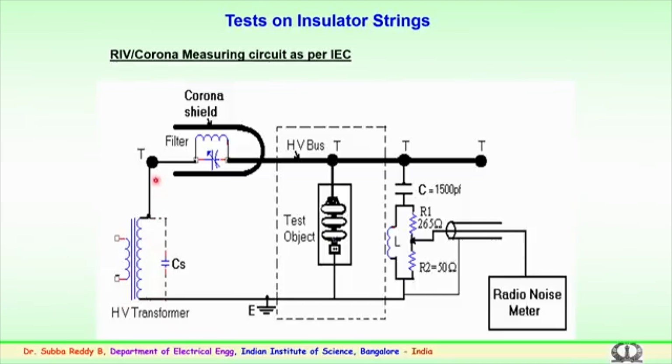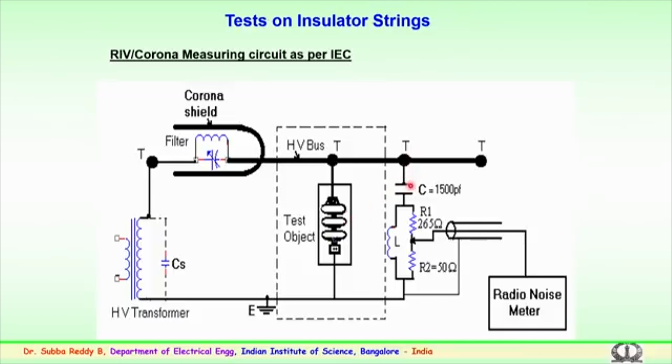The high voltage transformer is connected to a low pass filter here. The filter is properly tuned. This low pass filter is connected further with the bus bar, and here the test sample is connected. The test sample depends upon the insulator, insulator string, or any other test object which is to be carried out for radio interference or corona testing.